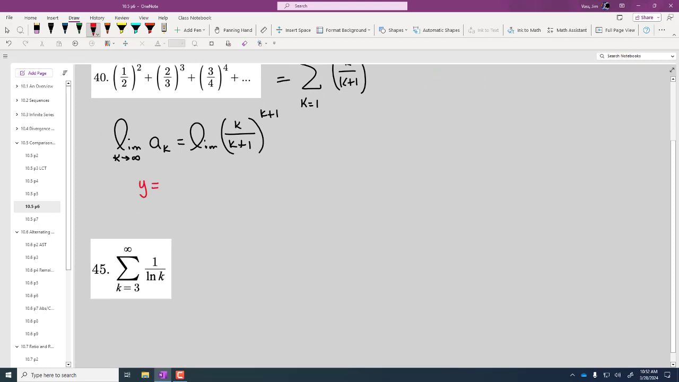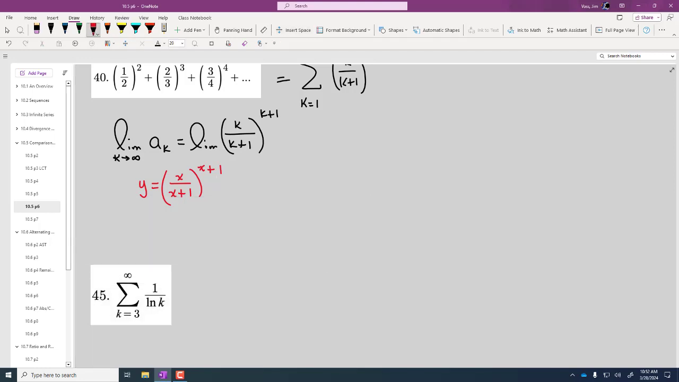We're going to define y, and I'm going to change all the k's to x's just because. So we have that. And we know that we want that exponent to come on down. And if we want that exponent to come on down, what are we going to do to both sides? Natural log of both sides. That's the technique to bring that exponent down. So we have the natural log of y is equal to x plus 1 multiplied by the natural log of x divided by x plus 1.